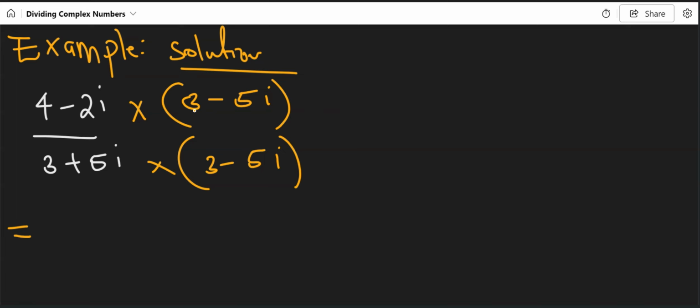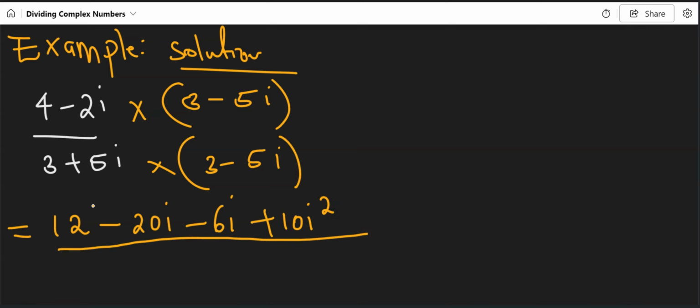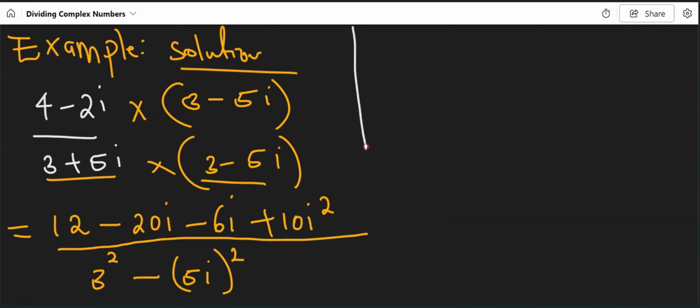So 4 times 3, that is 12. 4 times negative 5i, that is minus 20i. Negative 2 times 3, that is minus 6i. Then plus 10i squared, divided by 3 times 3, that is, as I said previously, this and this forms 3 squared minus 5i squared. As I said, it's a difference between squares, which makes work a little bit simple.